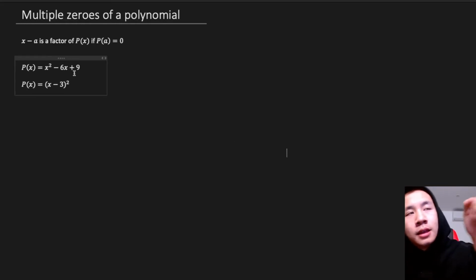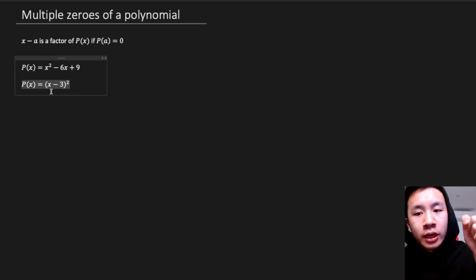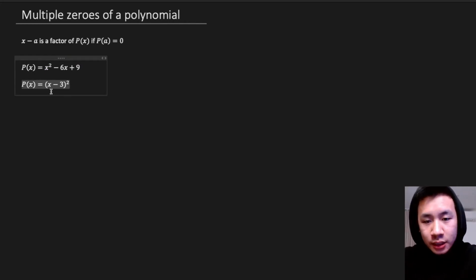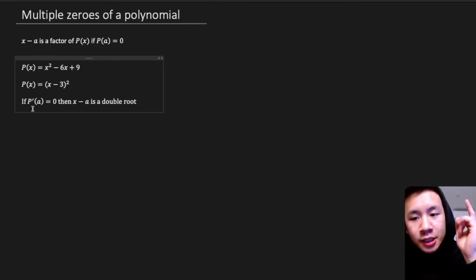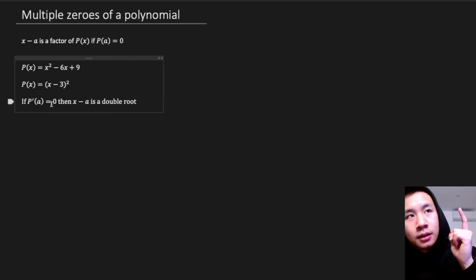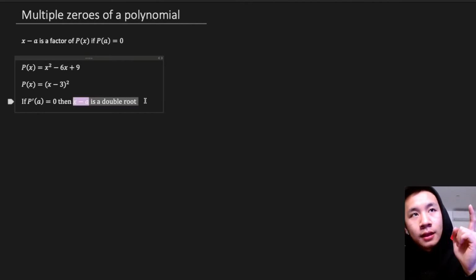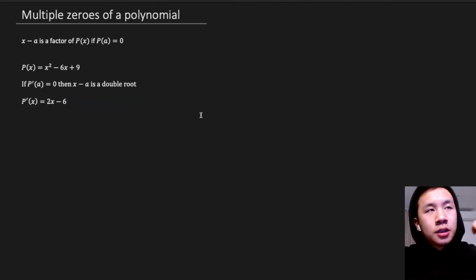I know that the original polynomial can be factorized into x minus 3 squared, which means that x minus 3 is a double root. But how do I figure that out? So pretty much, if you derive the polynomial and you sub in the same factor and you get 0, then it's a double root. Just to quickly show you, right?